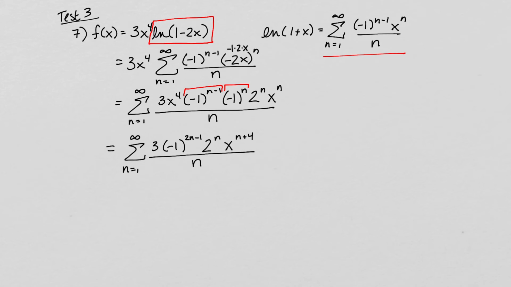If you had done that, I would have taken it. Some people from this point did recognize that 2n minus 1 is always going to be an odd number, because if I take 2 times any number and then subtract 1 from it, I'm always going to have an odd number. So you could have done one final step here if you really wanted to and made this the summation n equals 1 to infinity of 3 times negative 1, 2 to the n, x to the n plus 4, all over n. But you didn't have to do that step. It's kind of up to you.